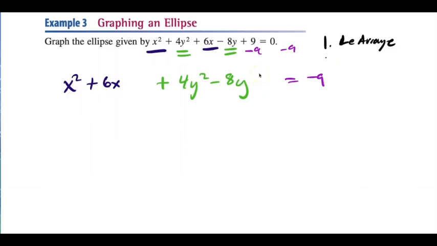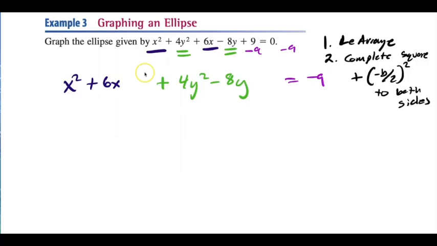Step 2, we're going to complete the square. We want to add negative b over 2 squared to both sides. Let's start with the x. I'm going to divide it by 2 and I'm going to square it. 6 divided by 2 is 3. 3 squared is 9. We're going to add that to both sides. Plus 9 here, plus 9 here.